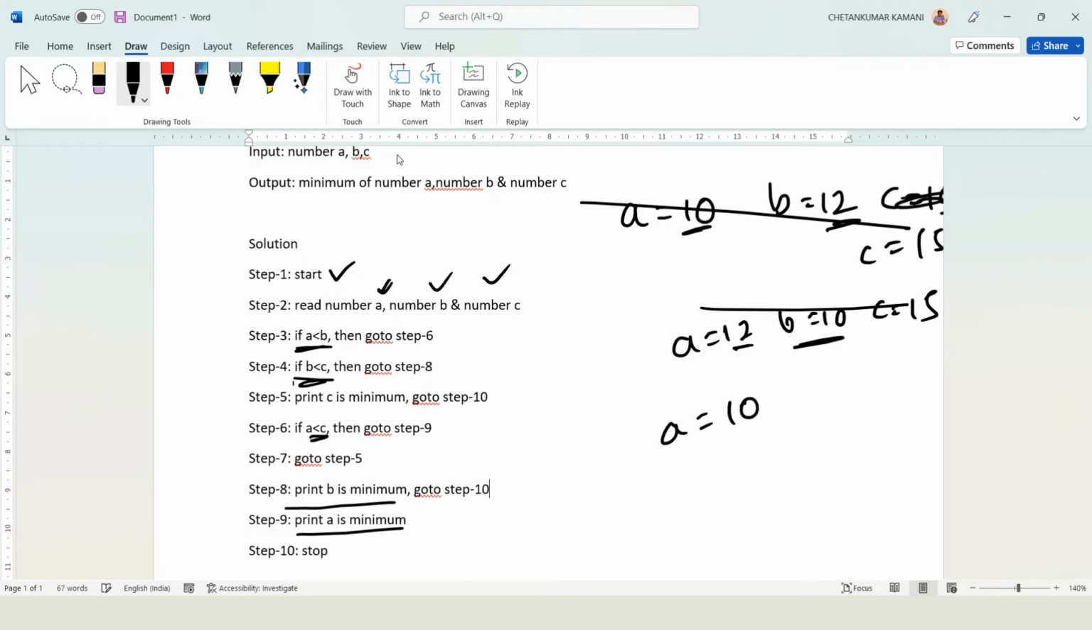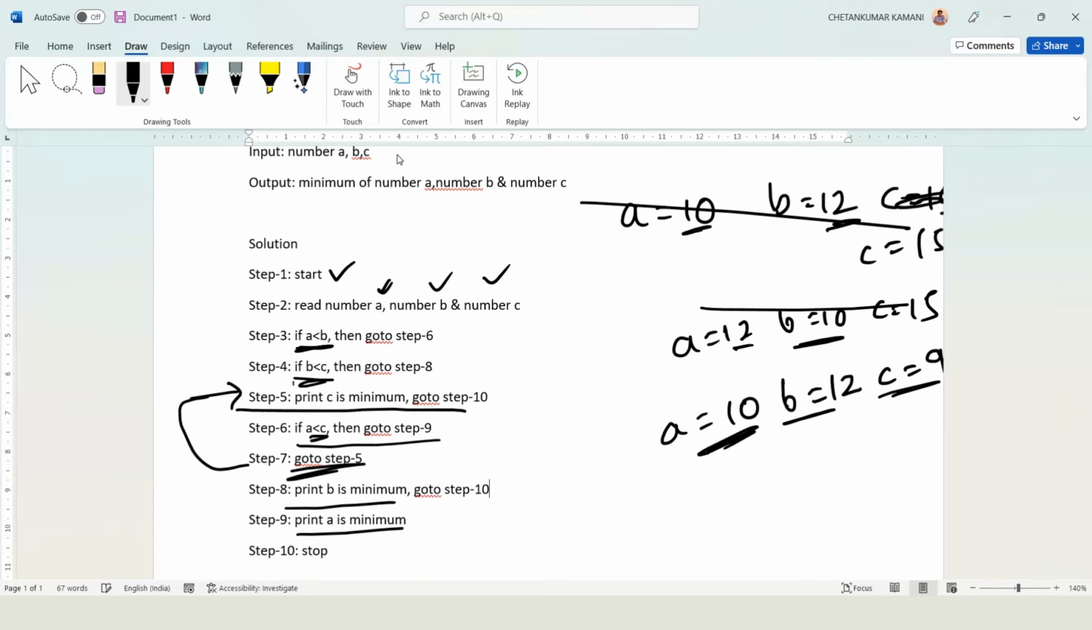Now let's take another condition. A is equal to 10, B is equal to 12, C is equal to 9. In this case, definitely the value of C would be 9, the minimum, right? So compare A is less than B. Yes, it is true, because the value of A is 10, the value of B is 12. Then go to step number 6. A is less than C. Let's check. The value of C is 9, the value of A is 10. 10 is less than 9. No, this is false. Then go to step number 5. Print C is minimum. Go to step number 10.